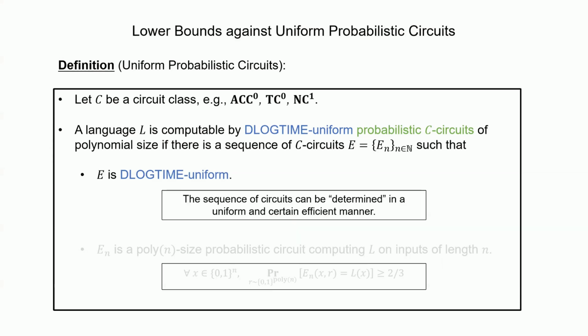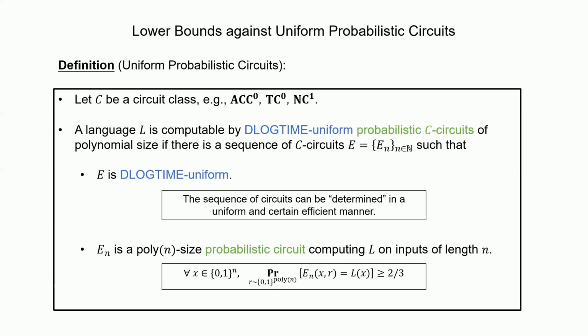For this talk, we can just think of it as that the sequence of circuits can be determined in a uniform and efficient manner. For the rest of this talk, we will use uniform to mean D-log-time uniform, unless stated otherwise. Additionally, each E_n is a poly(n)-size probabilistic circuit that computes L on inputs of length n. In other words, the circuit takes an input X and the randomness R, and with probability at least 2/3 over the choice of R, it outputs whether X is in the language L.